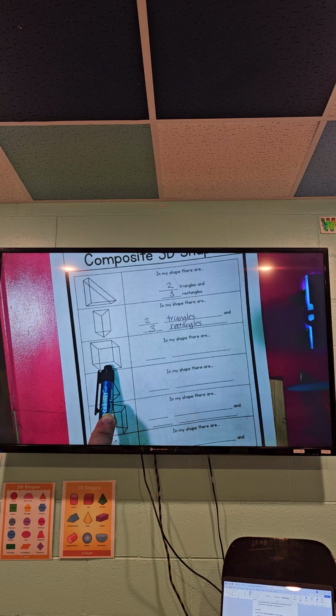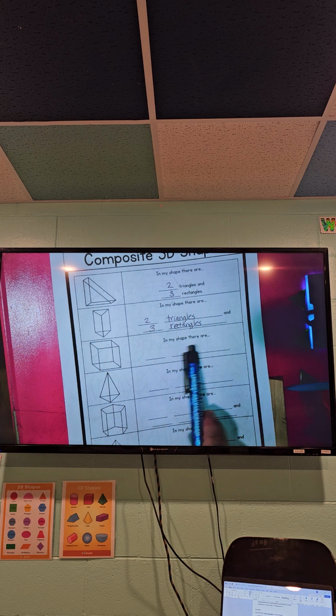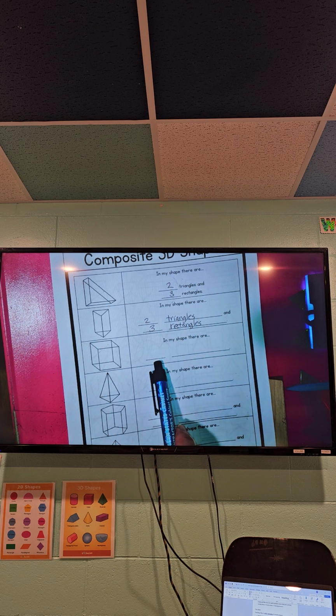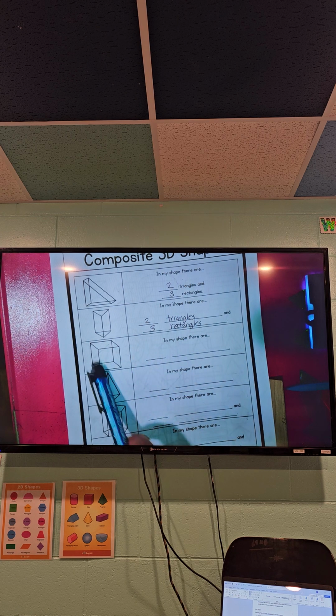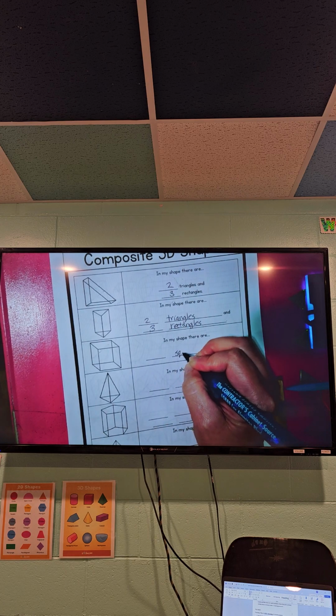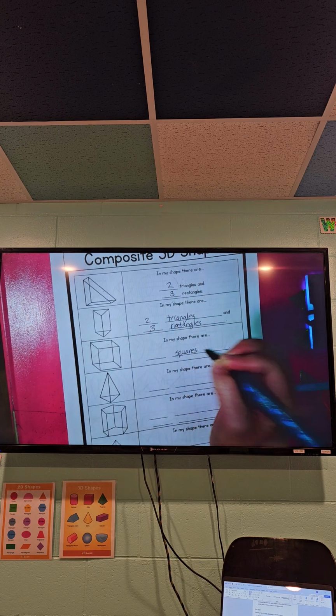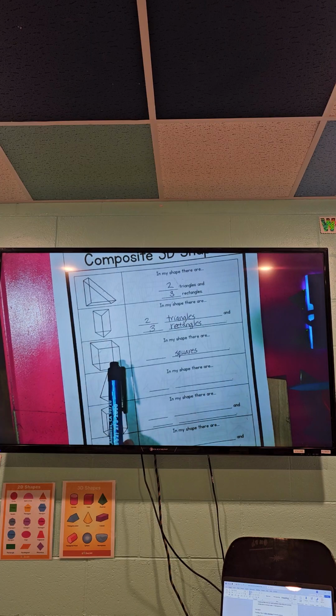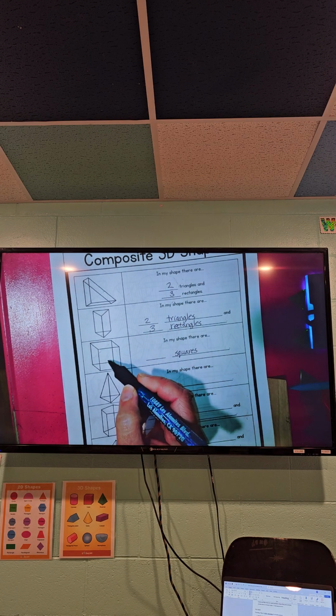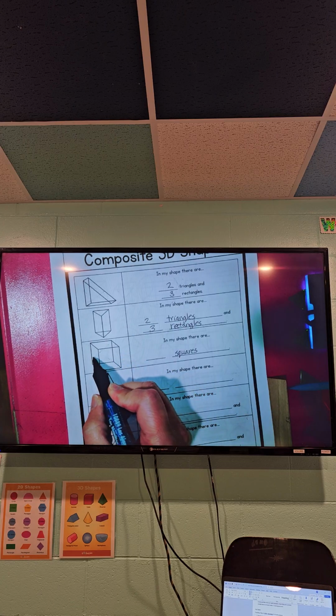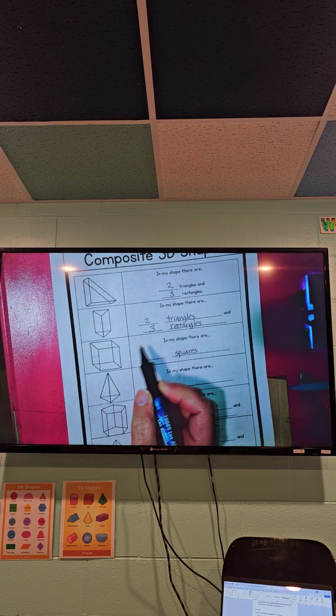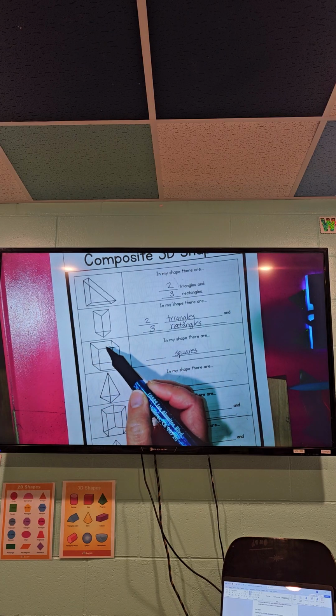The next one is what shape? It's the cube. In my shape, there are, what's the cube made of? Well, they're made of squares. How many are there? Well, count how many sides. So if there's a front, there's a back. So 1, 2. If there's a side, there's another side. 3, 4. There's a top, then there's a bottom. 5, 6.